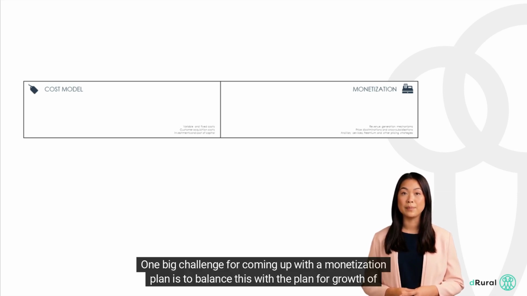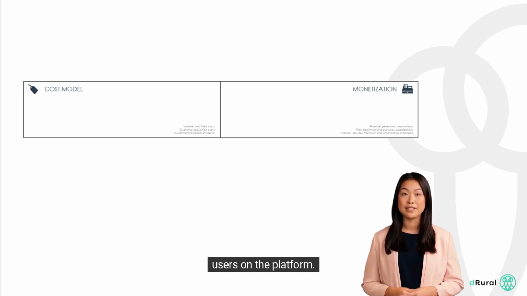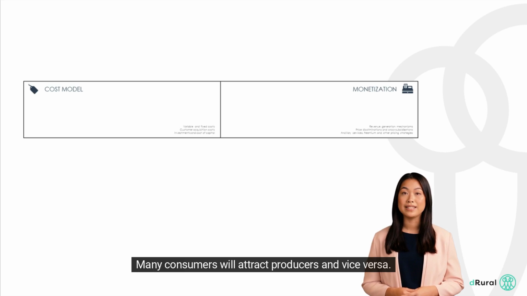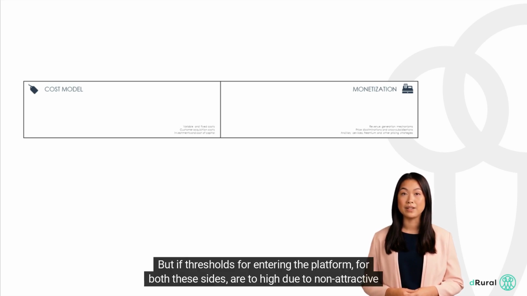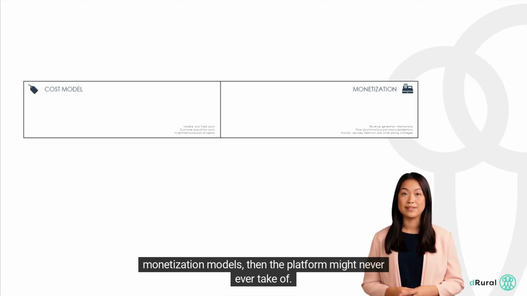One big challenge for coming up with a monetization plan is to balance this with the plan for growth of users on the platform. Many consumers will attract producers, and vice versa. But if thresholds for entering the platform, for both these sides, are too high due to non-attractive monetization models, then the platform might never ever take off.